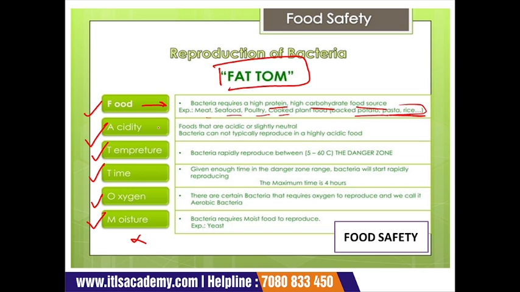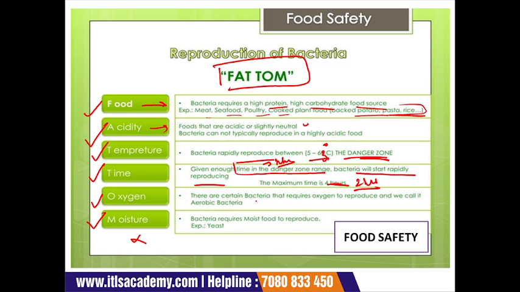If we talk about acidity, bacteria prefer food that is acidic or slightly neutral. Bacteria cannot typically grow in highly acidic conditions. Now if we see the temperature, bacteria rapidly reproduce between 5 to 63 degrees Celsius. This is called the danger zone. Given enough time in the danger zone range, and this enough time is your 2 hours, bacteria will start repeatedly reproducing. The maximum time is 2 hours.